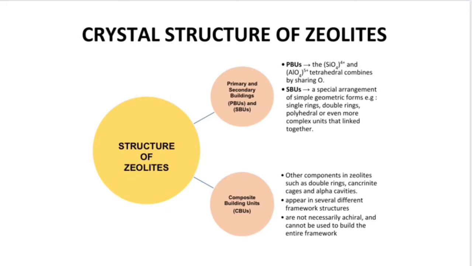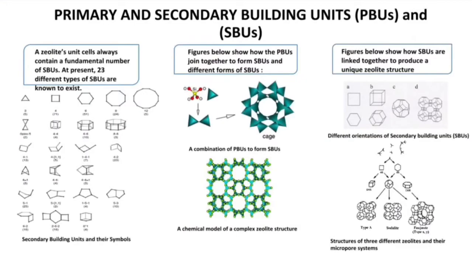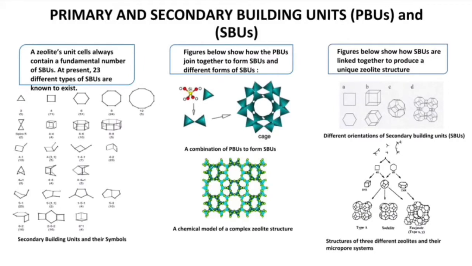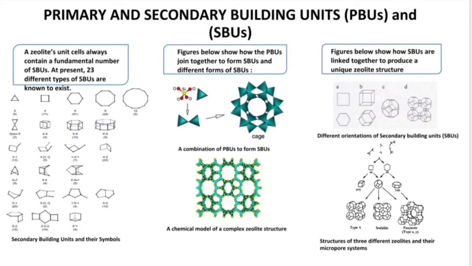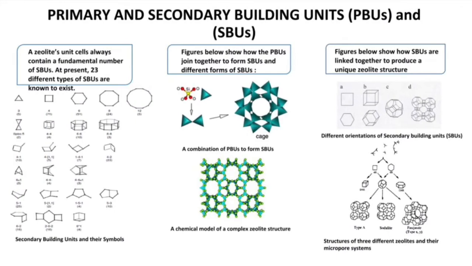I will proceed with the presentation by explaining more about primary and secondary building units of zeolites. As you can see on the left side of the slide, there are currently 23 different types of SBUs known to exist. So every zeolite unit cell will always have a fundamental number of SBUs, and the number in parentheses is actually indicating the frequency of occurrence. Now let's see how PBUs join together to form different forms of SBU, the cage structure and the complex zeolite structure.